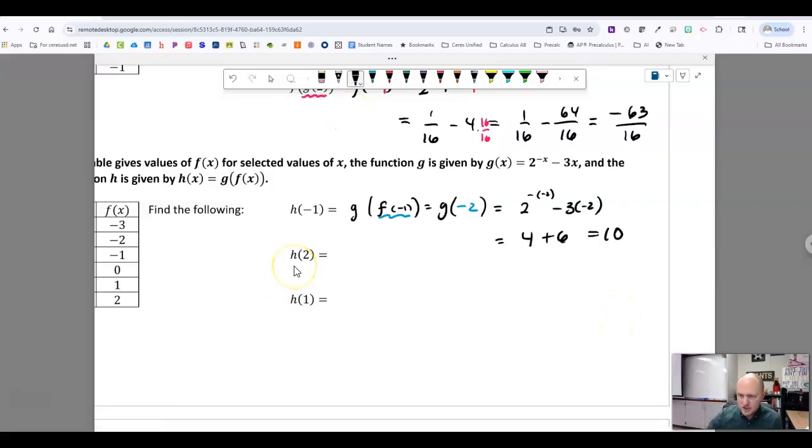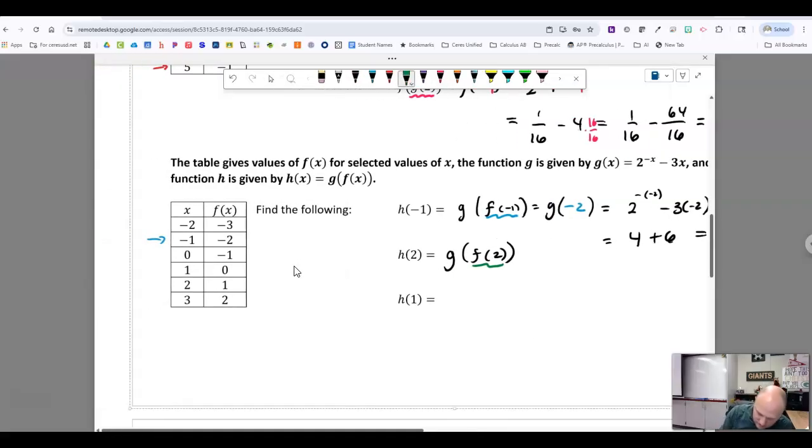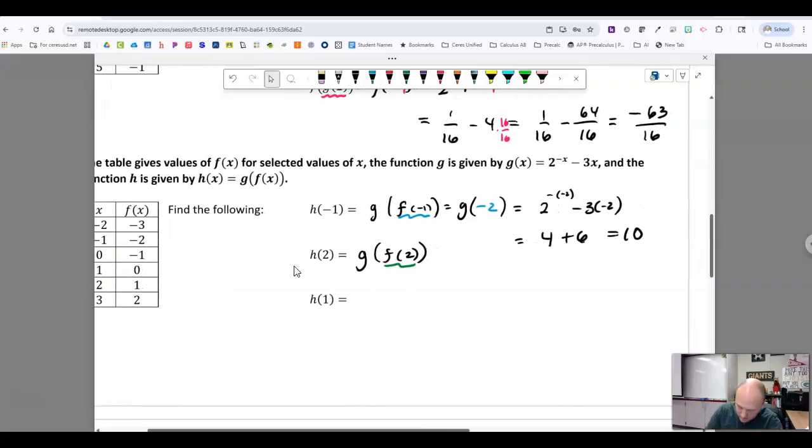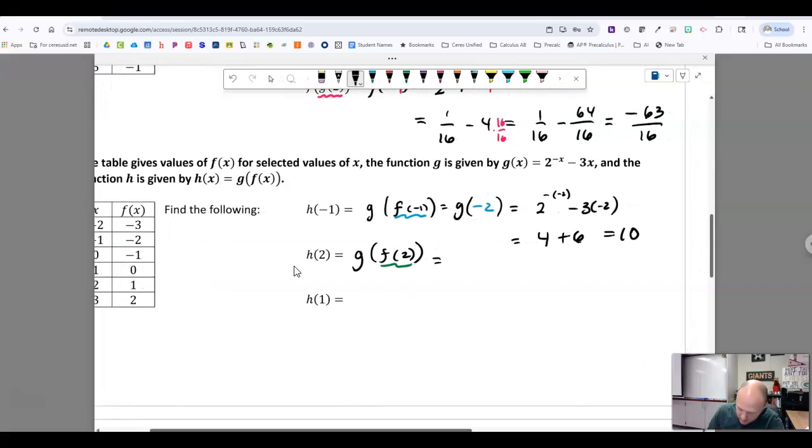Okay, example 2, h of 2. All right, here, h of 2 is going to be g of f of 2. And I'm going to start, again, with f of 2. So here's 2, and I get 1. So we have g of 1.